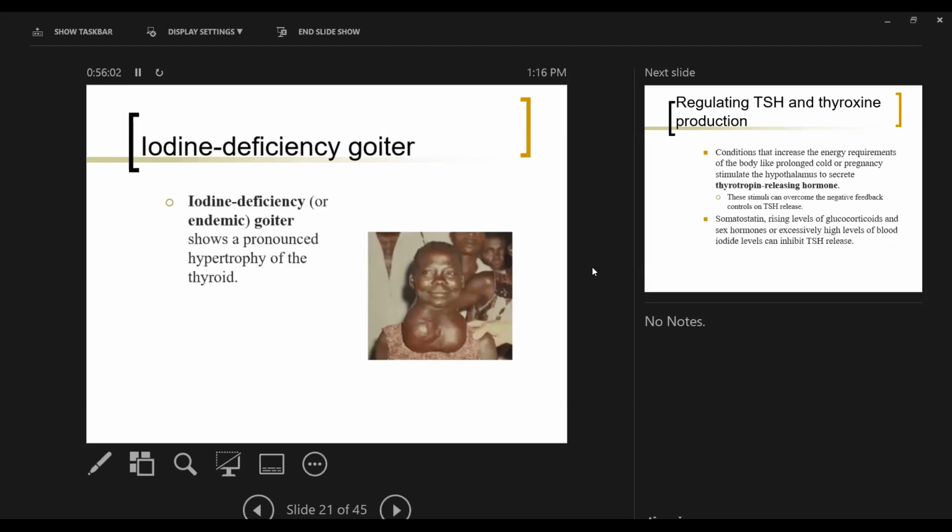Another source of iodine would be kelp. Kelp is a very good source of iodine. You can get kelp as a supplement. Some say it helps you lose weight. I don't buy it, but that's what some people say.